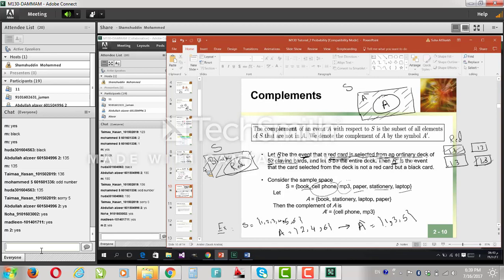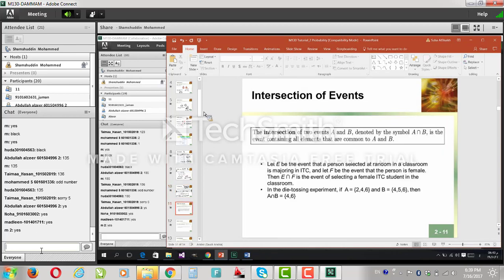Let me give you one more example here. So the next thing is the intersection of events. Now again, let me show you the figure. This square rectangle represents the sample space S, and inside it I have the event A, and on the other side I have another event, which is the event B.